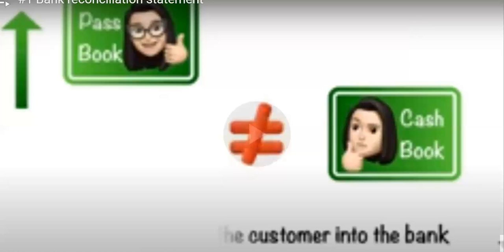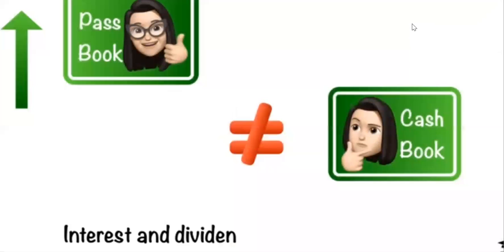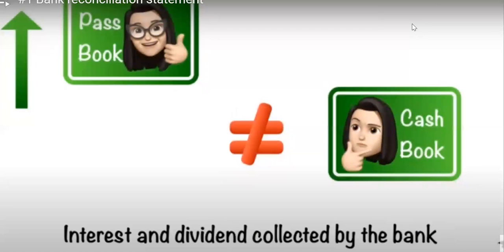The next character, interest and dividend collected by the bank. Our passbook balance will increase because the interest and dividend are collected through our bank account, not in ready cash. So our passbook balance will increase, but the cash book balance has no effect, no change. See the next one.